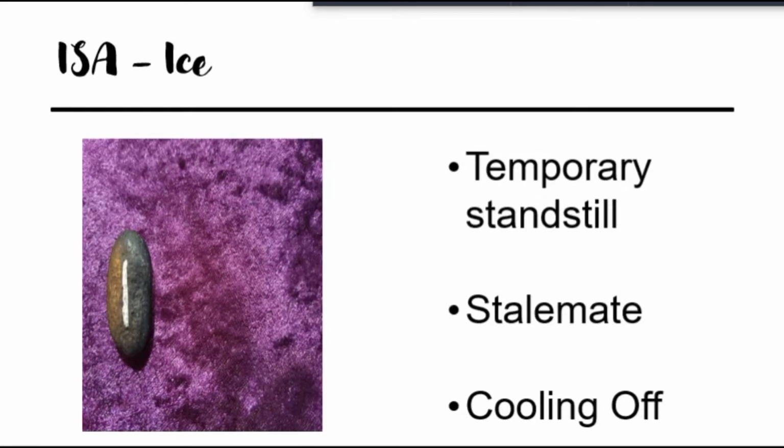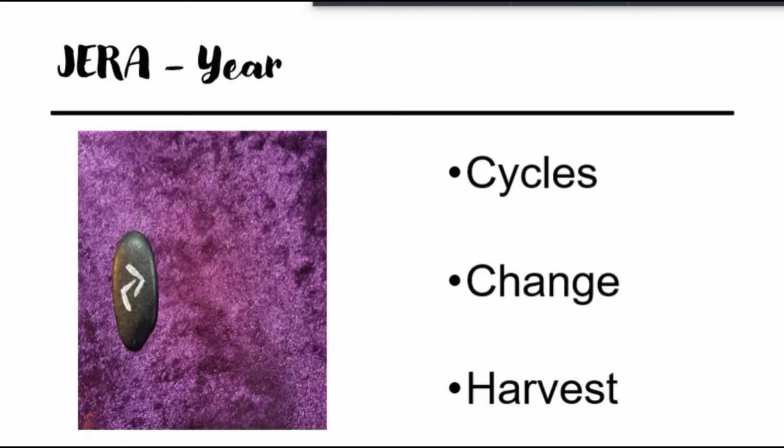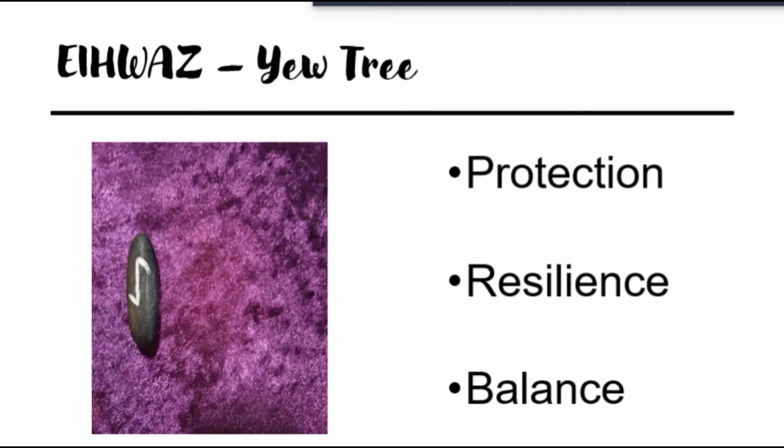Isa is ice. So this is another rune that is about delays or temporary standstills, stalemates, or cooling off. Yara means year. So it's all about cycles, change, harvests, the sort of things that you associate with a yearly cycle. Iwas is the yew tree. So the yew tree is a very sacred tree in Norse mythology, and it symbolizes protection, resilience, and balance.